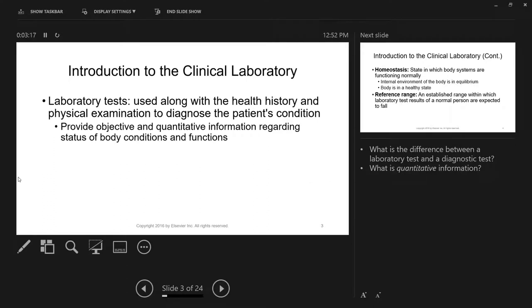So, laboratory testing is not a standalone thing. Laboratory testing is used along with the health history and physical examination to diagnose the patient's condition. It provides objective and quantitative information regarding the status of body conditions and functions.